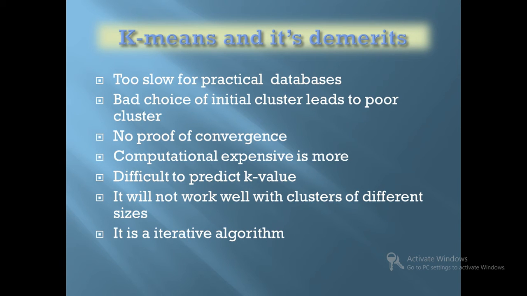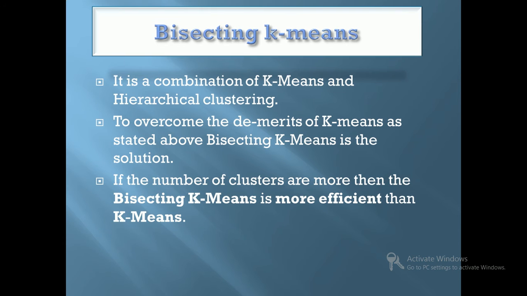K-means and its demerits. Though K-means is a very good algorithm, it has some demerits. It is too slow for a partitional database. A bad choice of initial clusters leads to poor clusters. There is no proof of convergence, and it is computationally expensive. All these are the demerits of K-means.